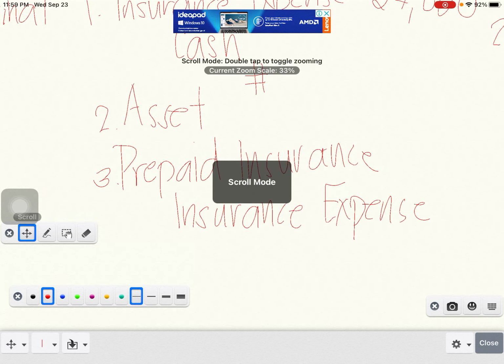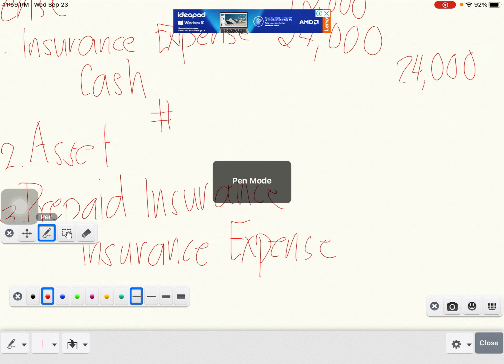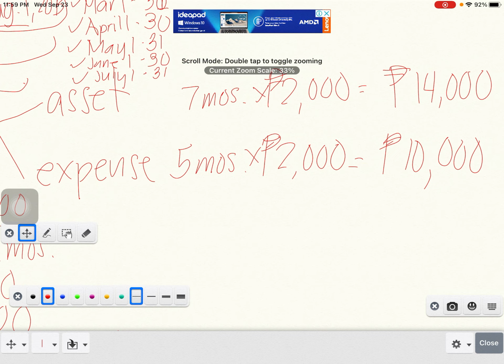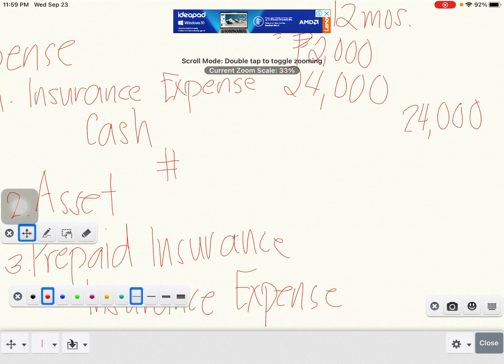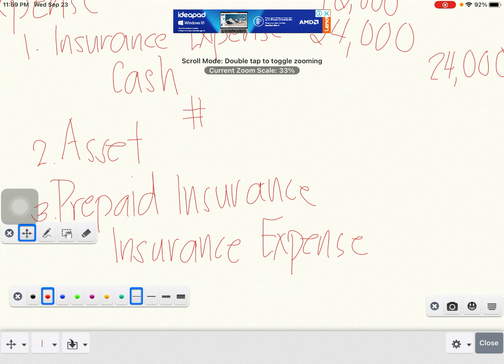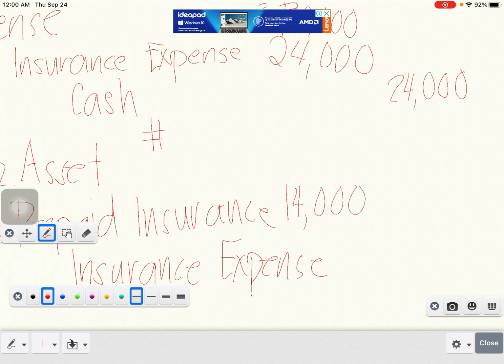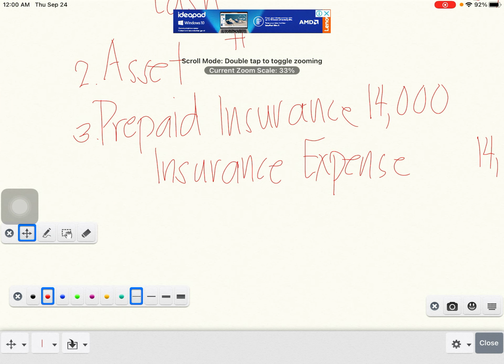So, our goal here is to put up the asset portion. So, how much was our asset earlier in our computation? Asset is 14,000. So, 14,000 is your asset. At the same time, that is also the total amount of your expense that we need to lessen.